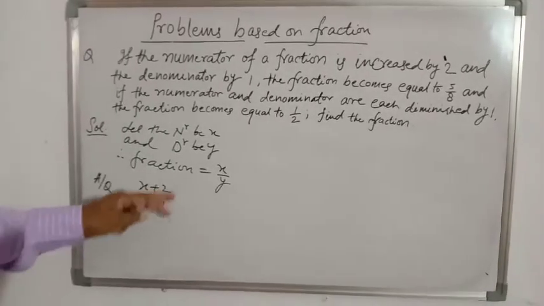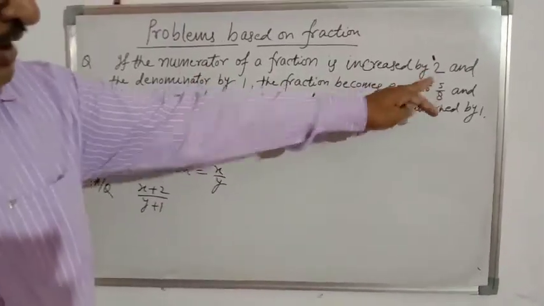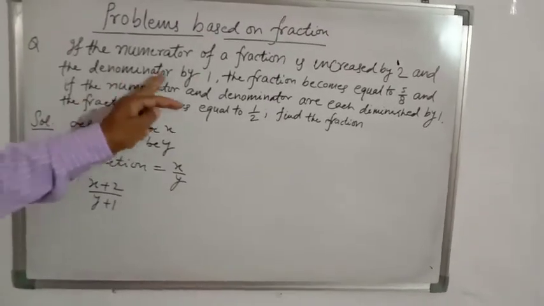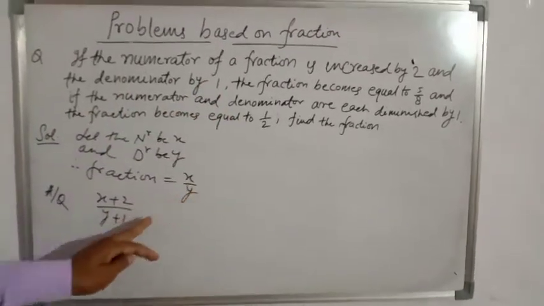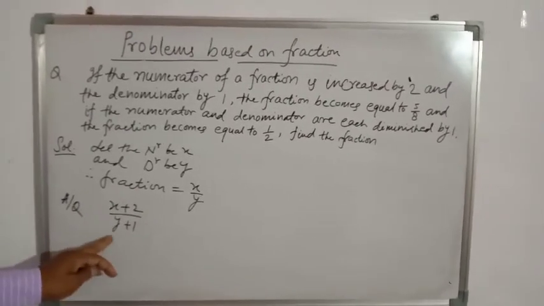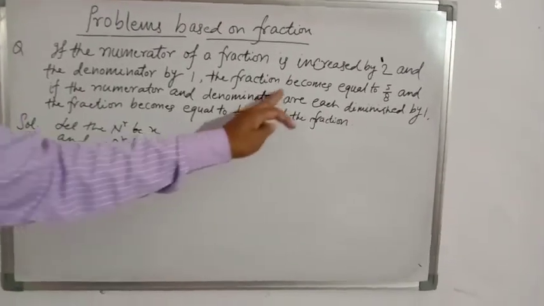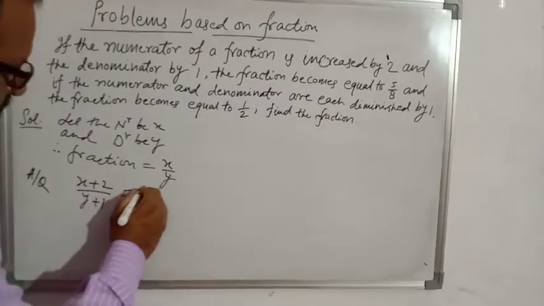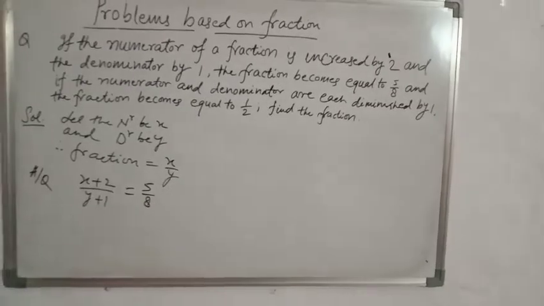X plus 2 means what? Numerator is increased by 2. So the new numerator will be x plus 2. Denominator is increased by 1. So the new denominator will be y plus 1. So what will be the new fraction? X plus 2 upon y plus 1. And the new fraction becomes 5 by 8 according to the question. So it will be equal to 5 by 8.